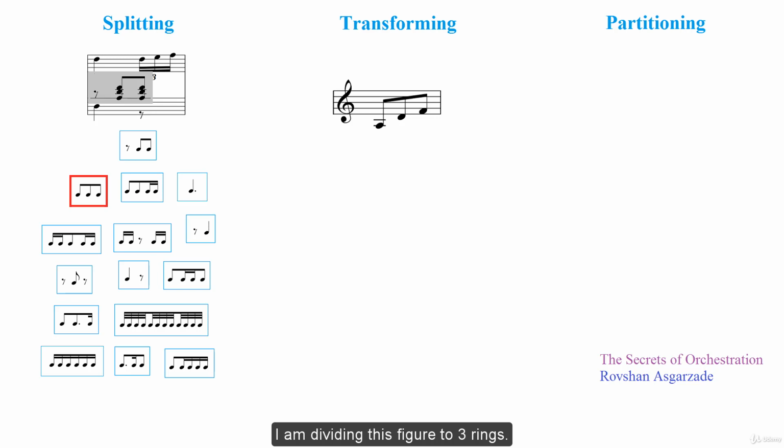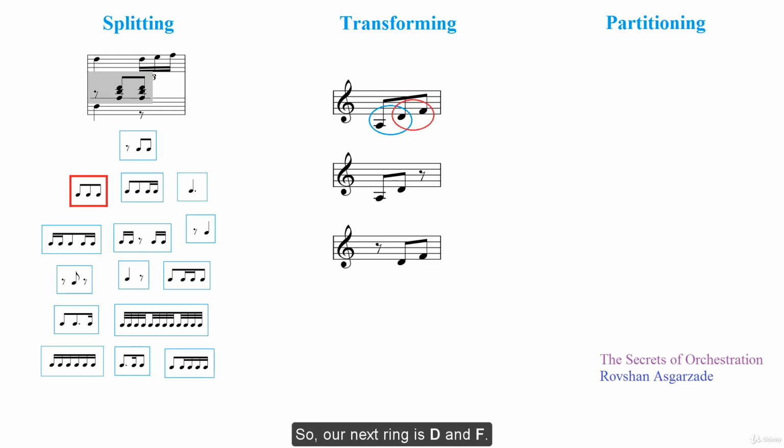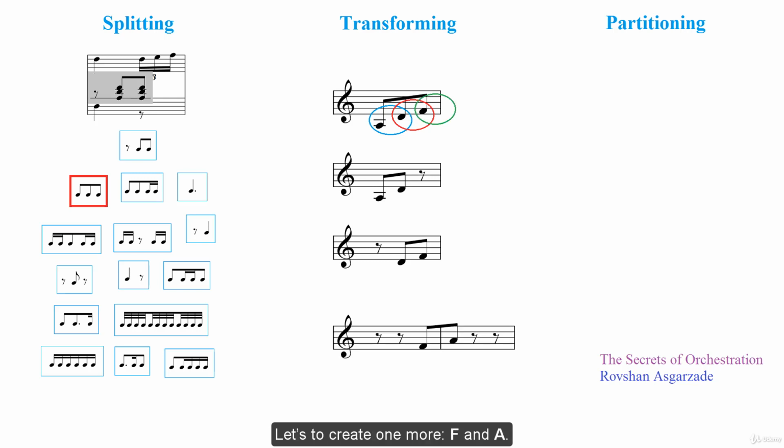I'm dividing this figure into 3 rings. Our first ring is A and D. For getting a new ring, I'm using the chain method. So our next ring is D and F. Let's create one more, F and A. Good, now we get 3 new figures from one figure. Let's share our figures between instruments in the partitioning step.